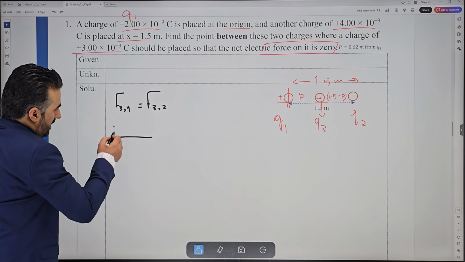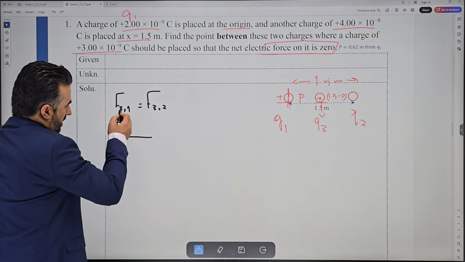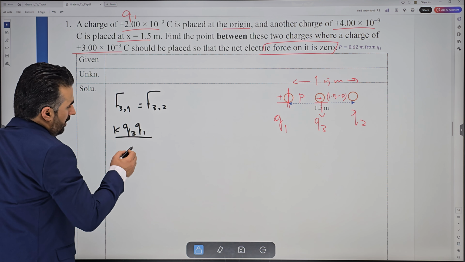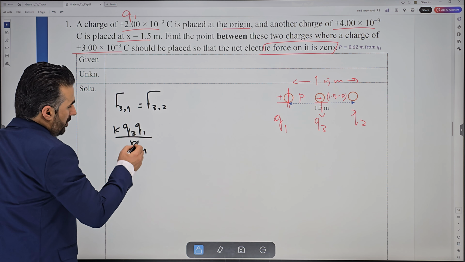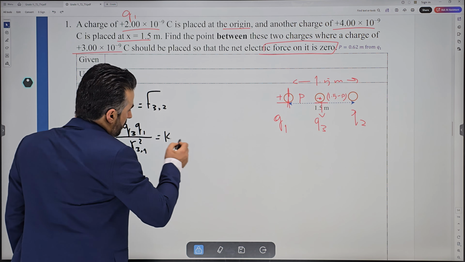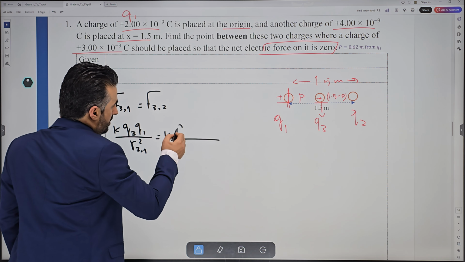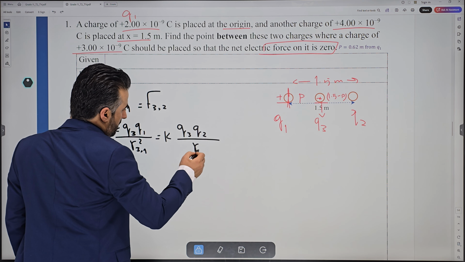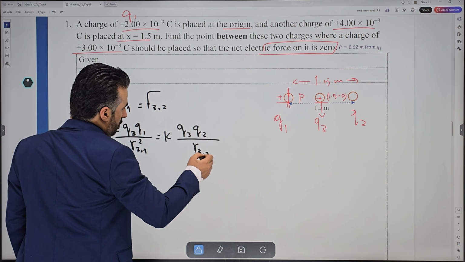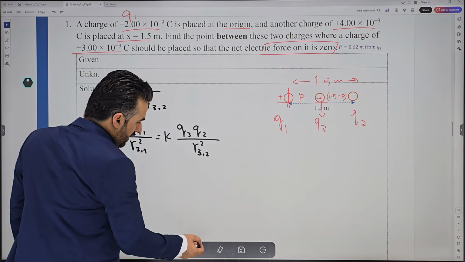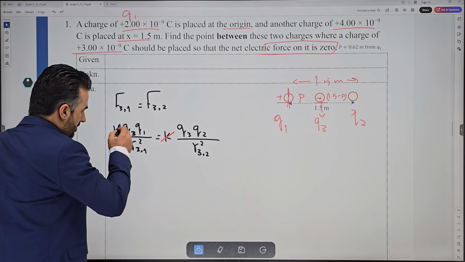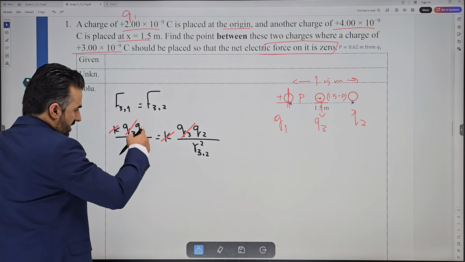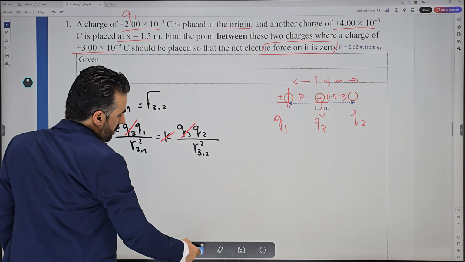The equation is K, Coulomb's constant, times Q3 Q1 over the distance between 3 and 1 squared, equals K again times Q3 Q2 over the distance between 3 and 2 squared. Now you can cancel some of these. The K's cancel out, and Q3 and Q3 cancel out. So what is left is Q1 over the distance squared, and Q2 over the distance squared.